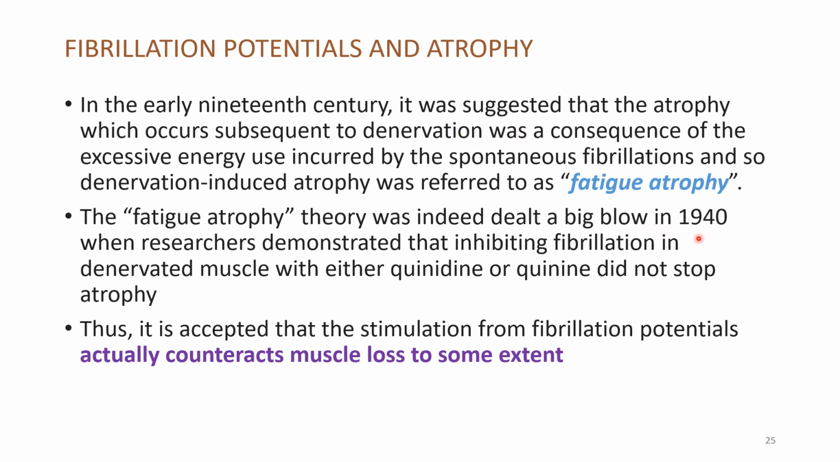But in 1940 this theory was re-examined and the researchers demonstrated that by inhibiting the fibrillation to the denervated muscle with quinidine, or quinine, the atrophy did not stop. Thus, it is accepted that the stimulation from fibrillation potentials actually counteracts the muscle loss to some extent. So, actually, fibrillation potentials are safe. So, the muscle won't undergo atrophy.